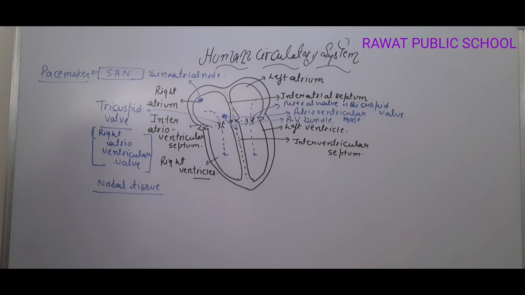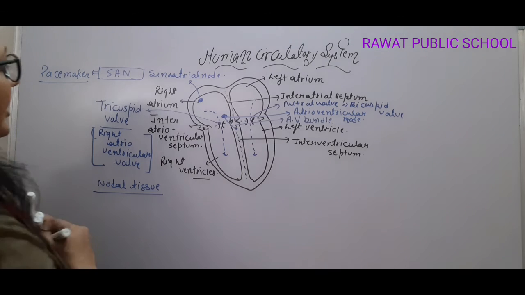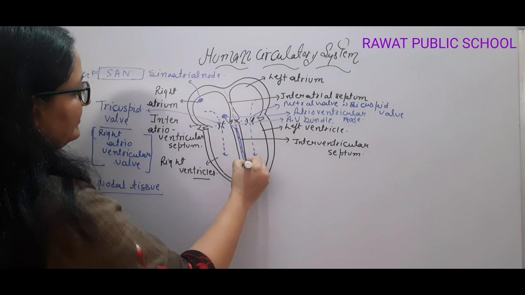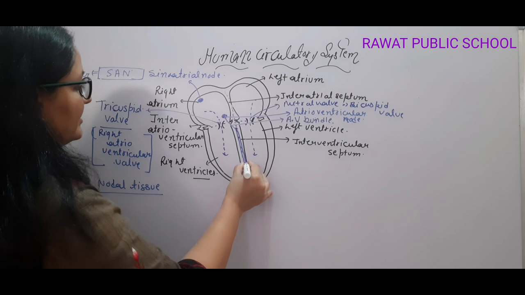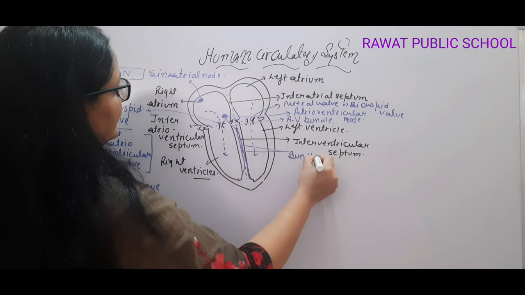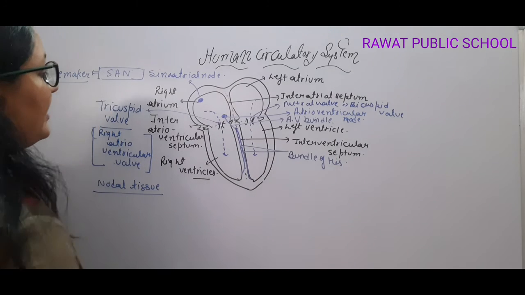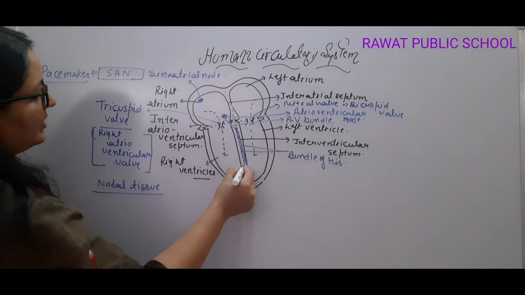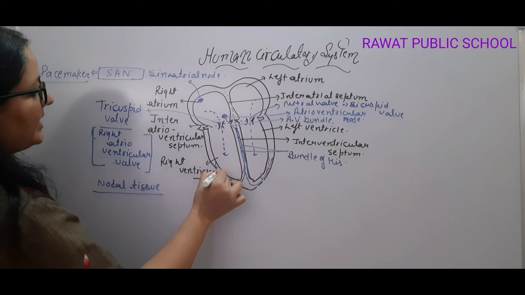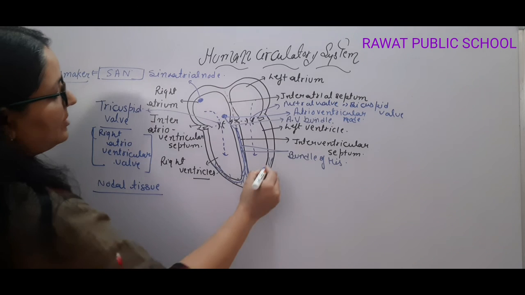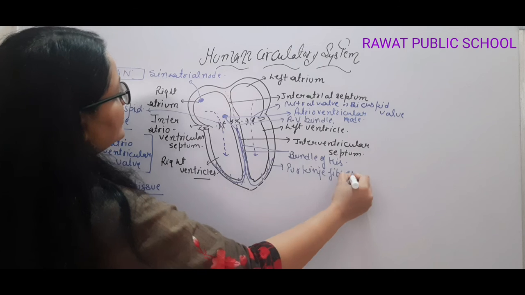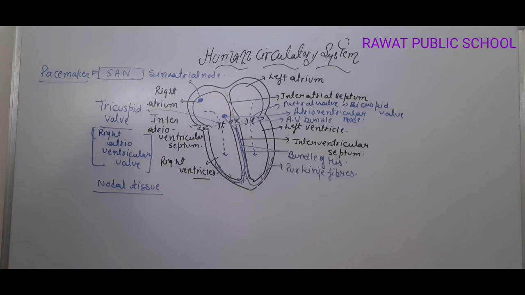emerges on the top of the interventricular septum and divides into two parts, one on the right side and another on the left side. These bundles are known as bundle of His. This bundle of His will give a number of minute fibers which spread all over the ventricles, and this network of small fibers is known as Purkinje fibers. Fine.